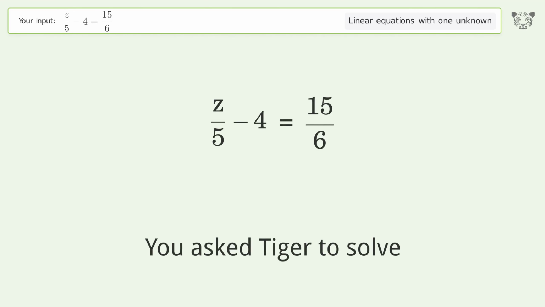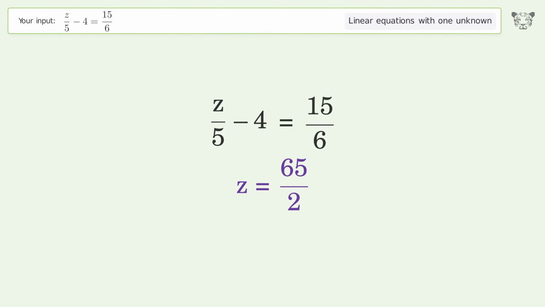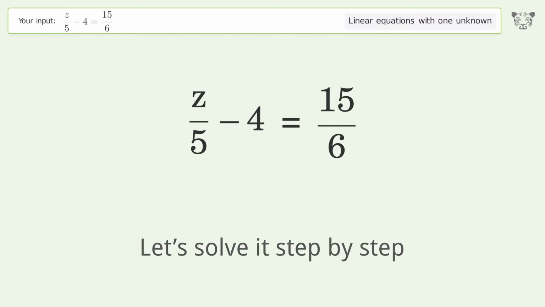You ask Tiger to solve. This deals with linear equations with one unknown. The final result is z equals 65 over 2. Let's solve it step by step.